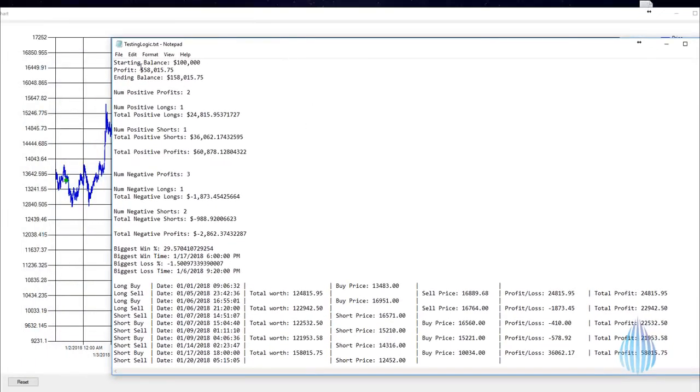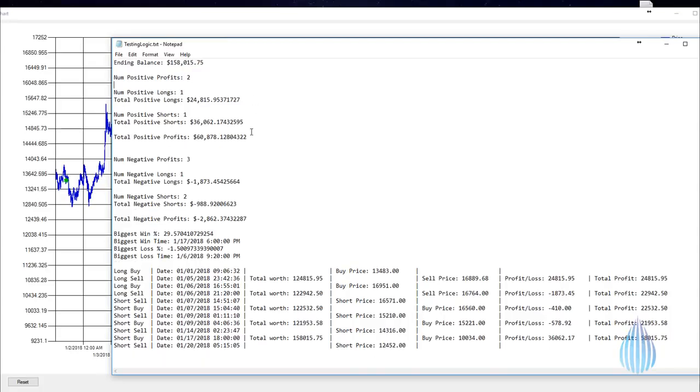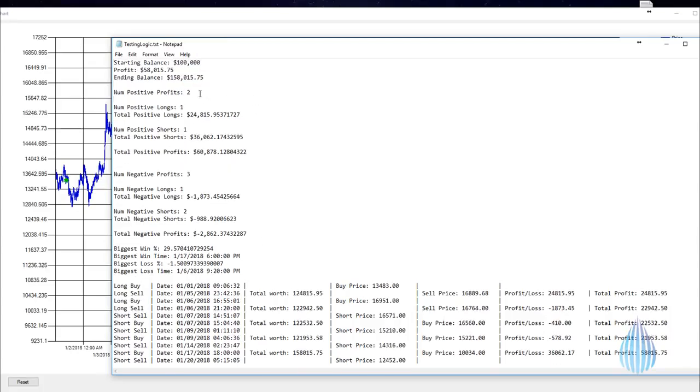So, okay, not bad. $58,000, $158,000. It did not trade a lot, but it doesn't matter. It profited. It made two positive trades, and what it did is it shorted this time. So we ran aggressive, it made a long buy and a short positive. So one in shorting, one in longing, and then it lost in longing and then lost in shorting. But its biggest win was 29%, and the biggest loss was 1.5%, which is what we want. We have safety nets in the bot to minimize losses, and that's what's great about this algorithm.